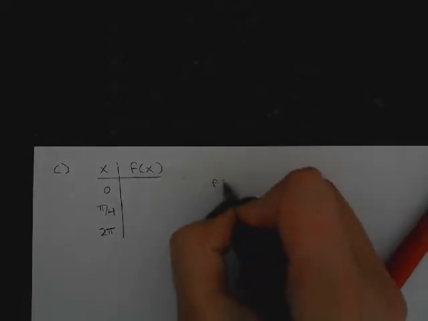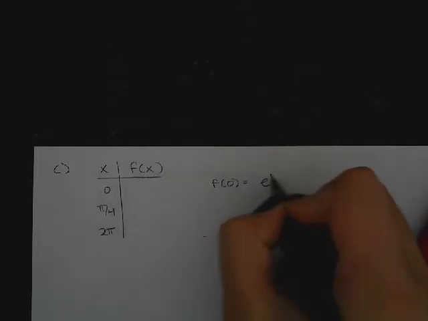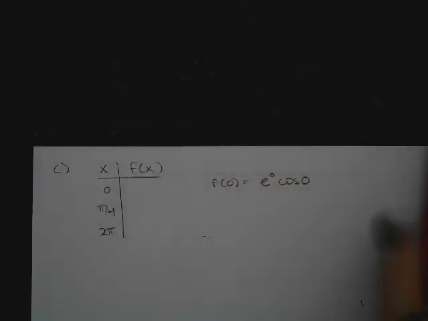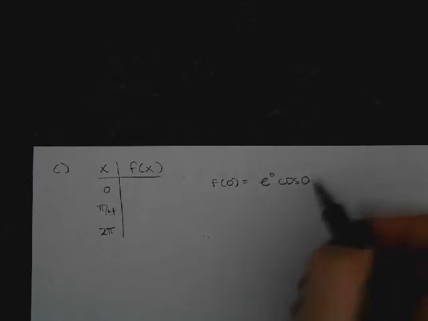All right, so f of 0 is e to the 0 cos 0. And cos 0 is 1, so that's 1 times 1 is 1.